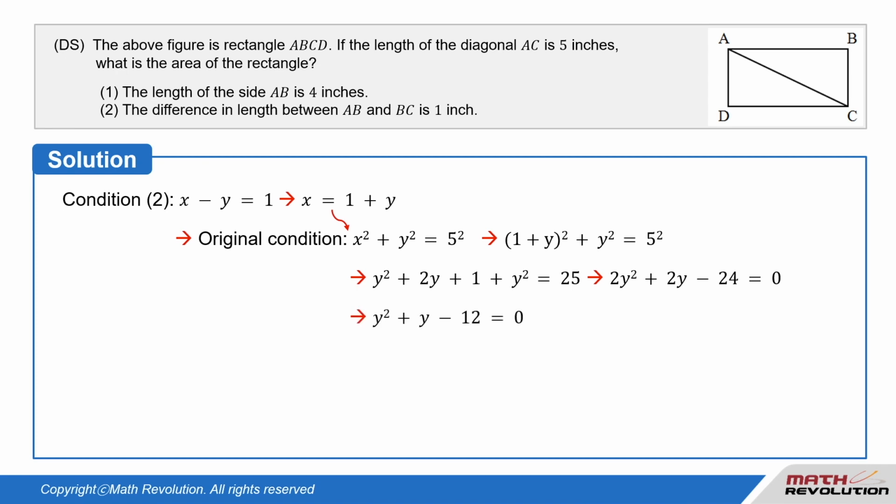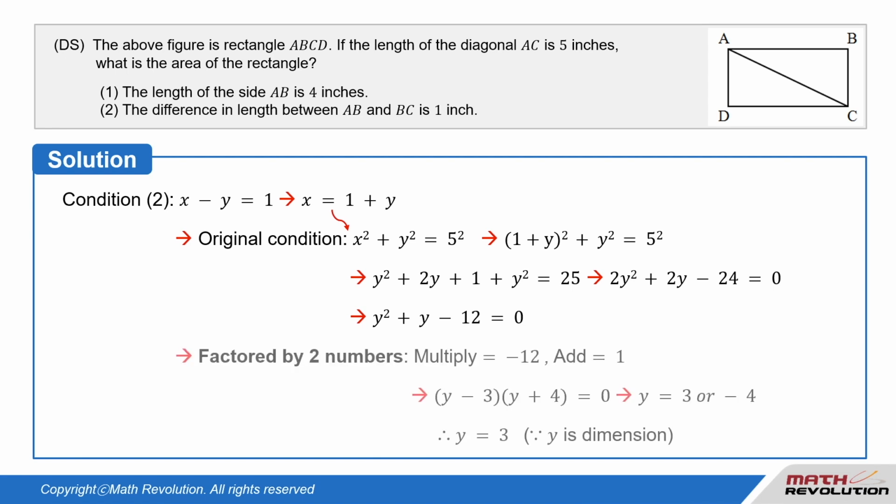Now, we can take out 2 and further simplify to get y squared plus y minus 12 equals 0. This can be factored by finding two numbers that multiply to negative 12 and add to 1, which gives us y minus 3 times y plus 4, which equals 0. Therefore, y can be 3 or negative 4. Since y is a dimension, it has to be positive. Therefore, y equals 3.